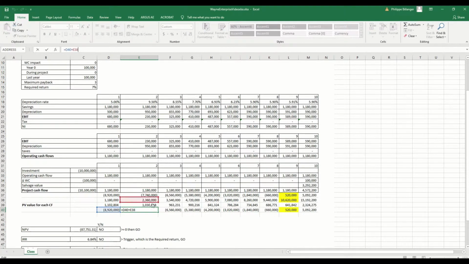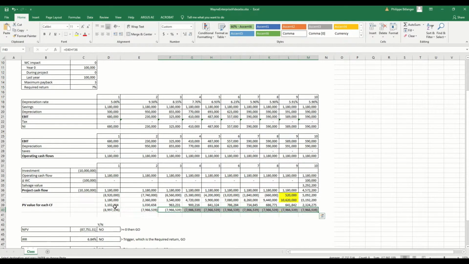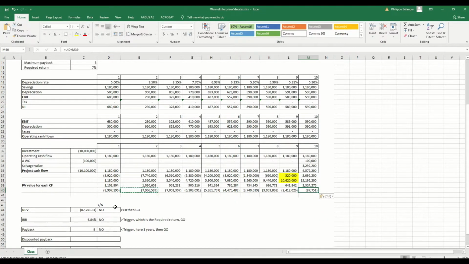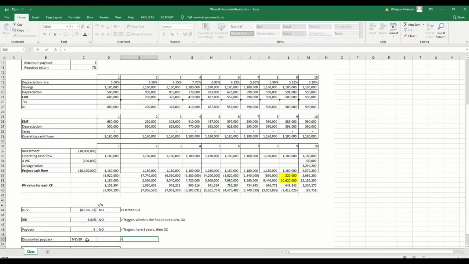Oh, that's the right one. Here, I need a discounted cash flow, so here we go. Oh, and it's, well, never, obviously, the net present value is negative after, so that's never. Remember, we will accept if it's smaller than maturity, because if it's smaller than maturity, it means that the NPV will be 0 after that amount of years.